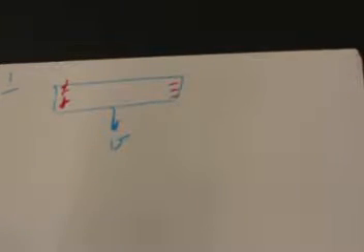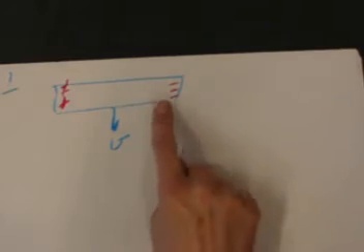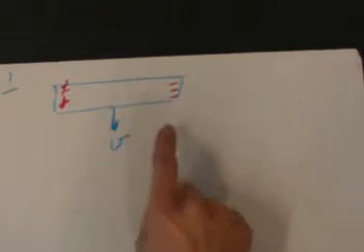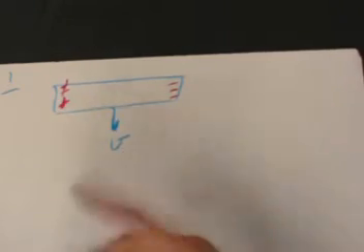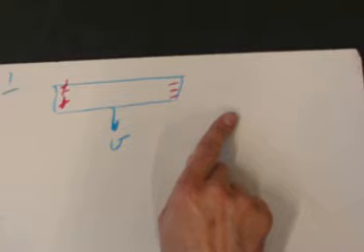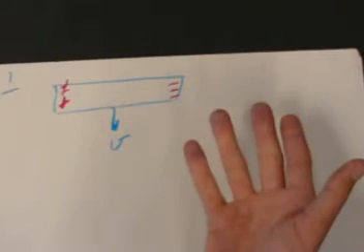Number 1 asks for what direction magnetic field would this piece of copper have to be moving in if it's being pulled down this way with some speed v. What magnetic field would cause the positive charges to move to the left and the negative charges to move to the right? So something would cause this polarization to happen.